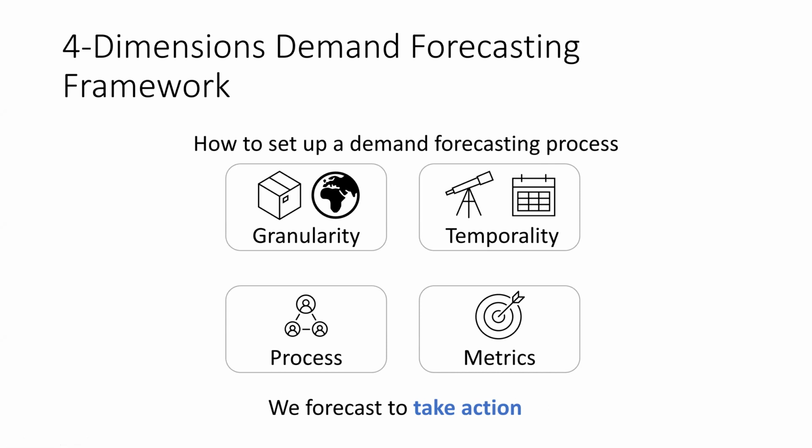So now the question is like, okay, I understand I need to take some action. How do I set up my demand forecasting process? Well, I came up with a 4-dimension framework that says that basically you need to fix 4 things: the granularity of your forecast, the temporality of your forecast, the forecasting process, and the metrics. Okay, we're going to go through these 4 steps one by one to discuss how you need to set them up based on the action you want to do.